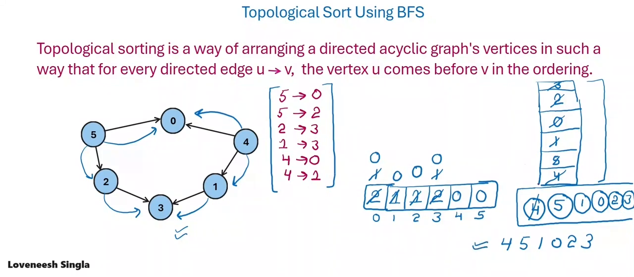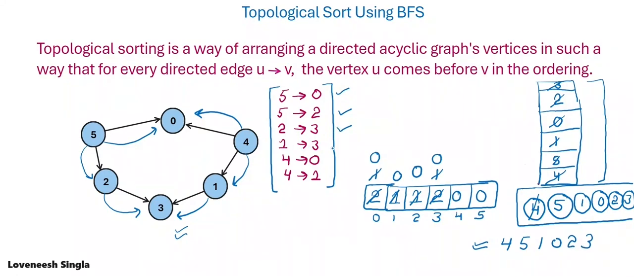In this edges list, there is an edge from 5 to 0. So 5 should come before 0 in this ordering, and 5 is coming before 0. So this edge is fine. From 5, there is an edge to 2 and 5 is coming before 2. So this edge is also fine. There is an edge from 2 to 3 and 2 is coming before 3, so this edge is also fine.